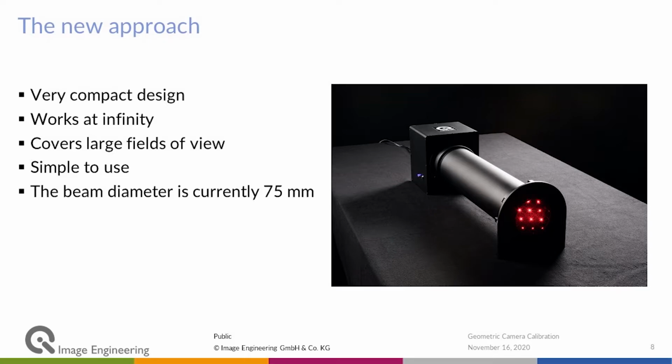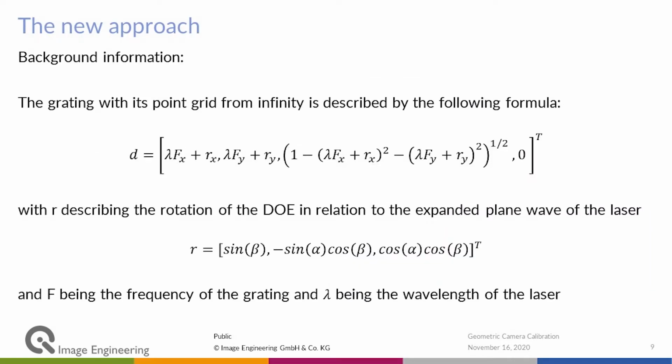This is what the device looks like. On the right-hand side, you can see it. So it's very compact. It works at infinity. It covers large fields of view. It's very simple to use. You'll see that in a practical demo at the end. And currently we have a beam diameter of around 75 millimeters. We plan to do a larger version in the future for various purposes, but that's what we currently have.